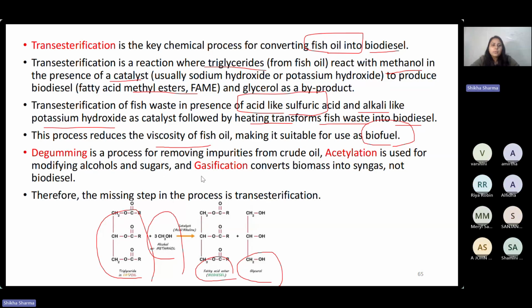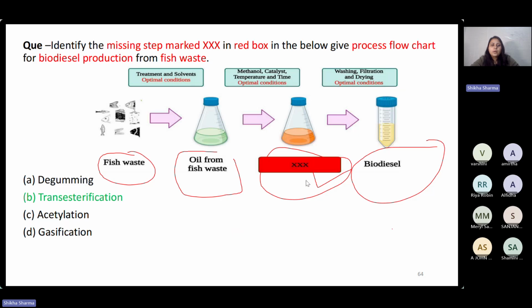Degumming is a process of removing impurities from the crude oil. Acetylation is modifying alcohols and sugars, and gasification is the conversion of biomass into syngas. So that is not biodiesel. Trans-esterification is the correct answer here.